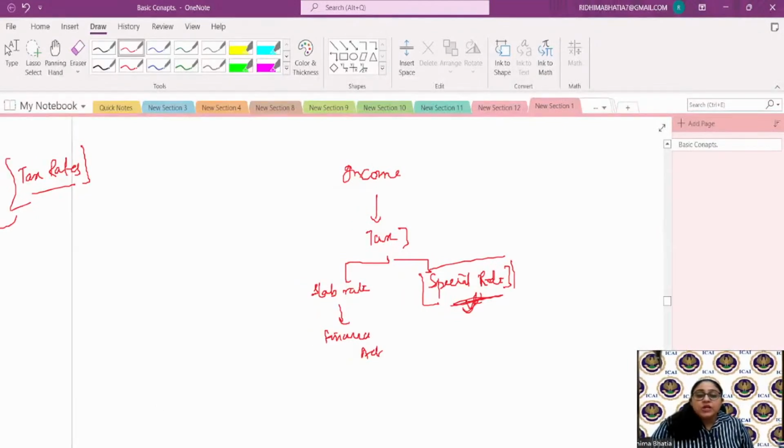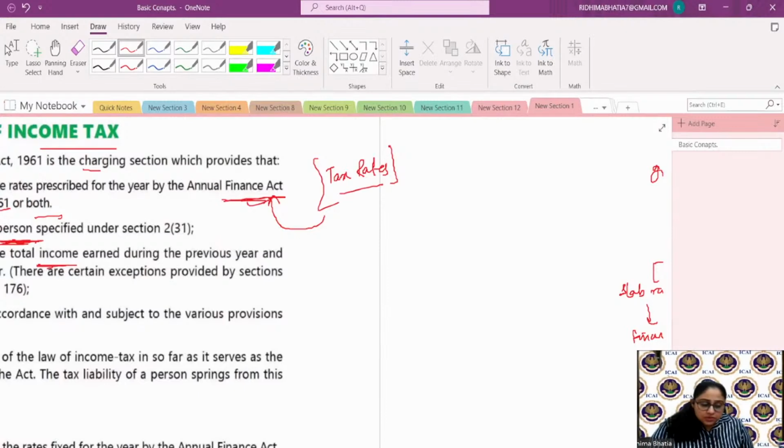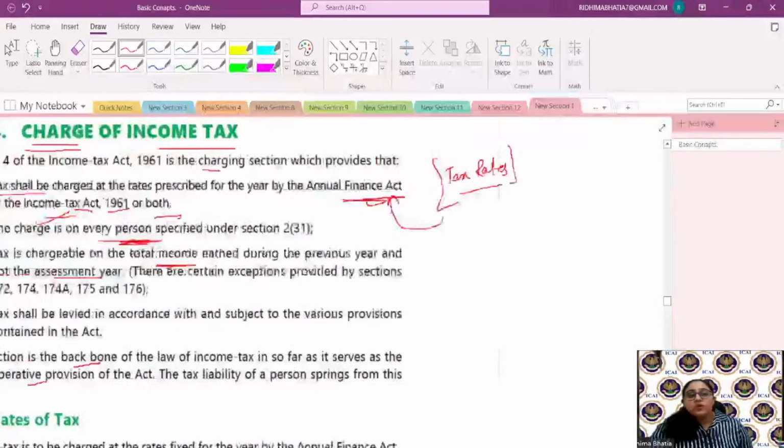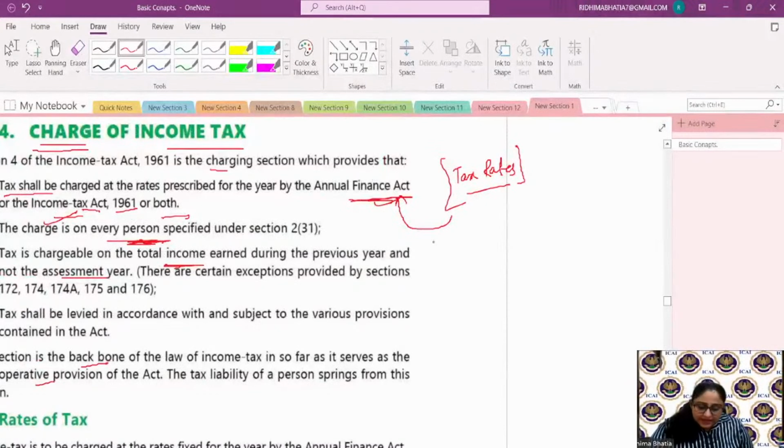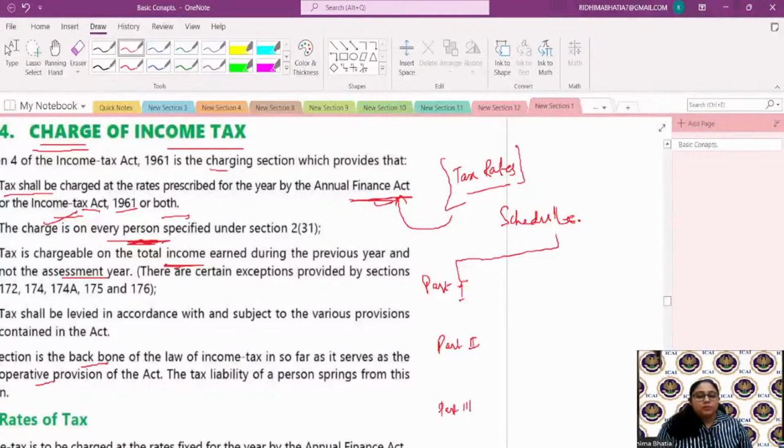Okay, so I was telling you, the tax rate comes through the Finance Act or can be through the Income Tax Act or both. Now where in the Finance Act is it given? In the Finance Act there is a schedule, you see. I think it is schedule 1 or 2, and it has various parts. Part 1, today what would be your homework? Pick up any Finance Act, go through the schedules. There you will find Part 1, Part 2, Part 3 and Part 4, which tell you about the tax rate.